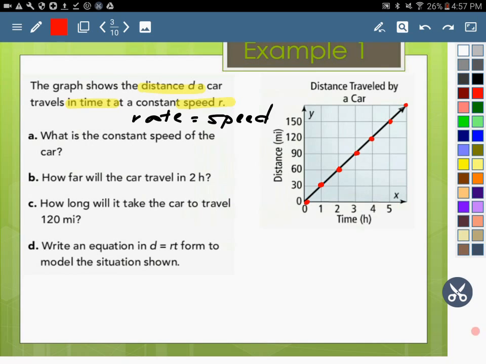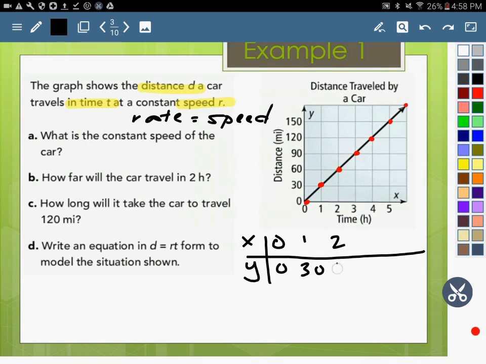those are integer values. So if I create a table and just read off some of these values, I create a table just because it's easier for me to pick out patterns when I see the numbers side by side. So I'm just going to read some of them off here. First, there's 0, 0. The second point I see in red is 1, 30, 2, 60, 3, 90. And that should be fine.